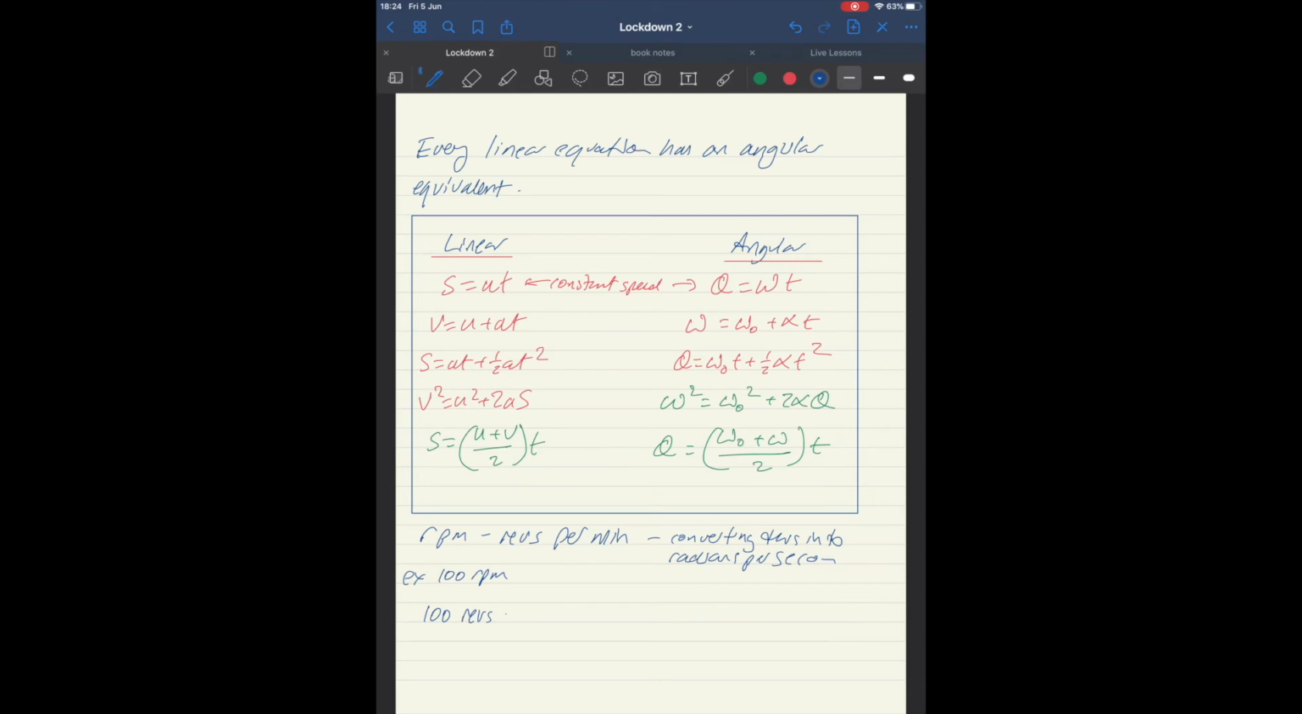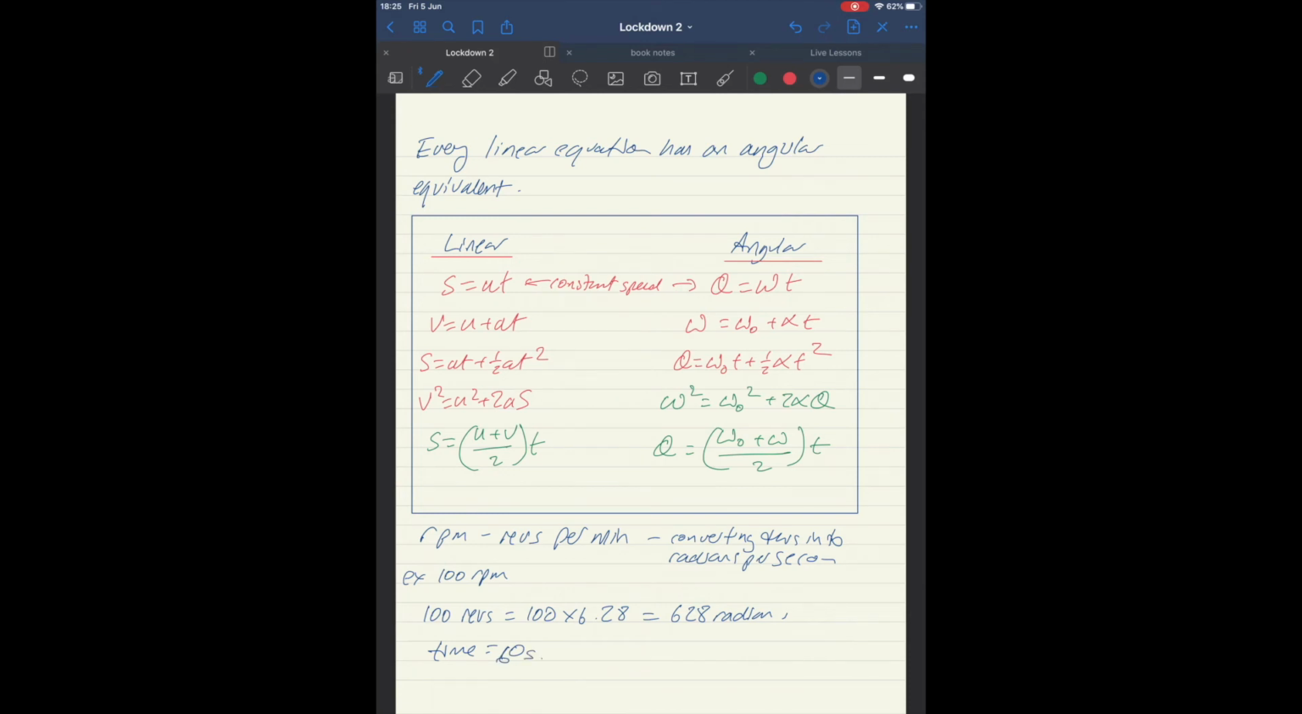100 revs equals 100 times 6.28 equals 628 radians. Remember, where does this come from? That is the number of radians in one rotation. Okay? Time equals 60 seconds.